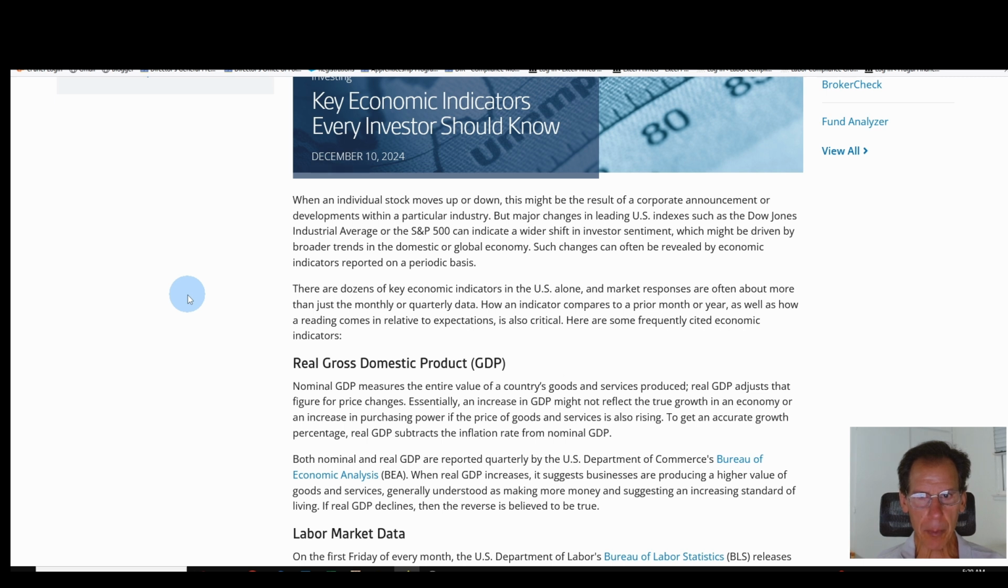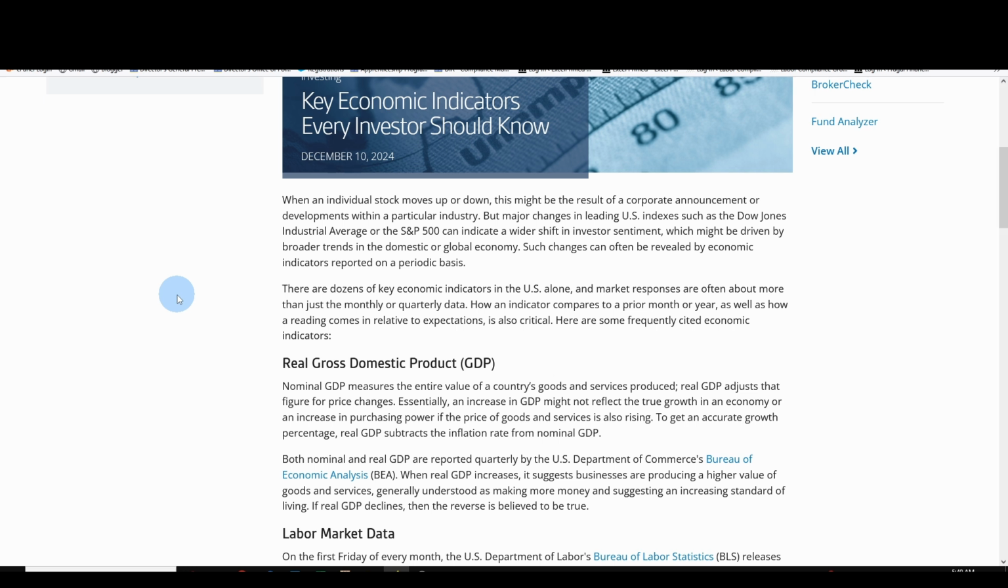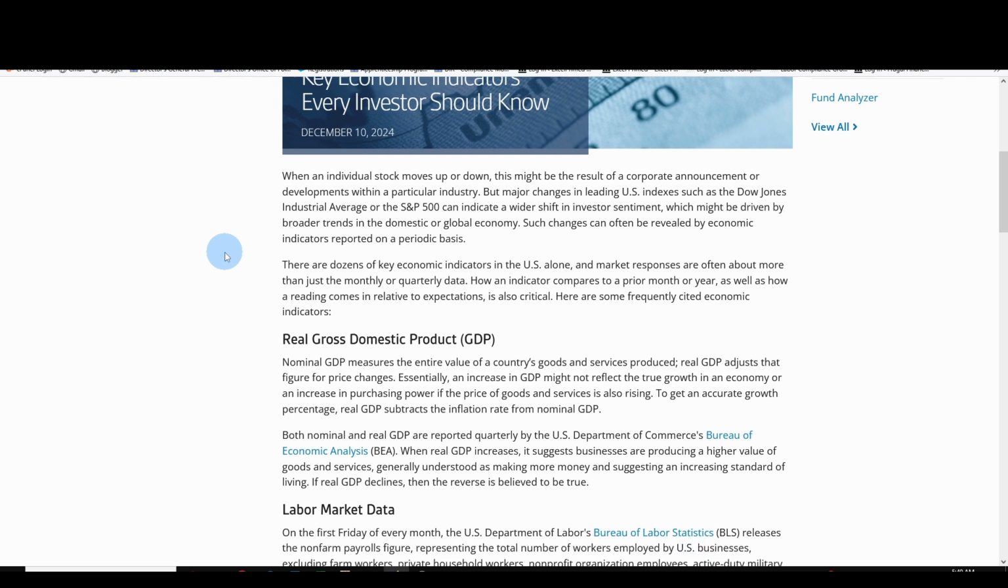When an individual stock moves up or down, this might be the result of corporate announcements or developments within a particular industry. But major changes in leading U.S. indexes, such as the Dow Jones Industrial Average or the S&P 500, can indicate a wider shift in investor sentiment, which might be driven by broader trends in the domestic or global economy. Such changes can often be revealed by economic indicators reported on a periodic basis.